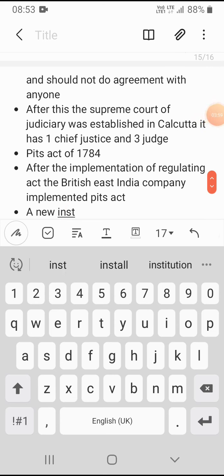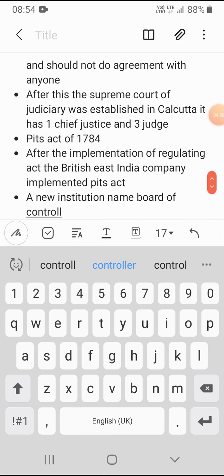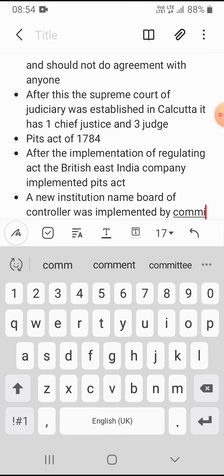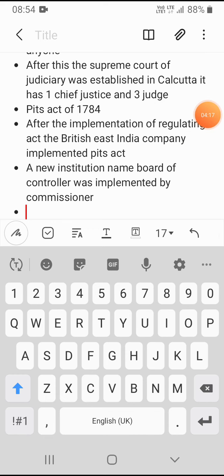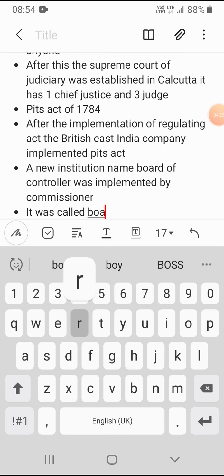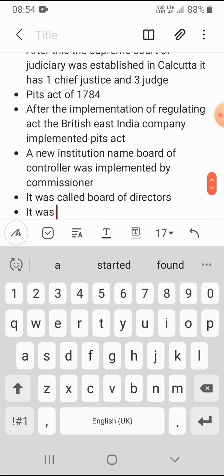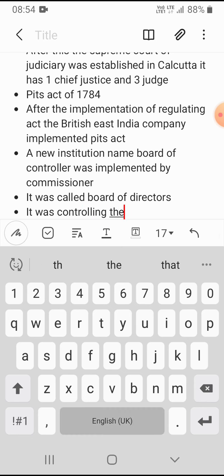A new institution named the Board of Controllers was implemented by a Commissioner. So it was called the Board of Directors, then the Board of Controllers, and it was controlling the land tax.